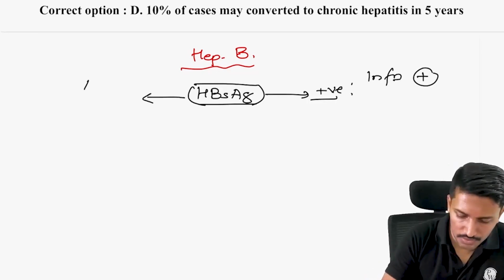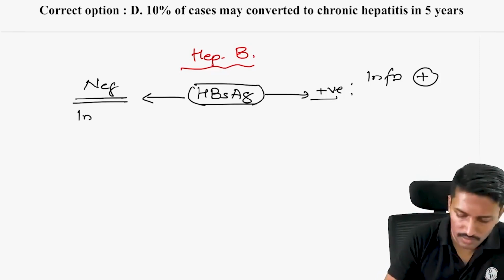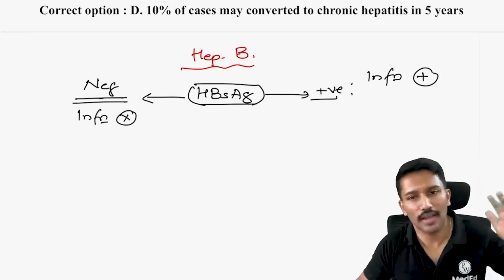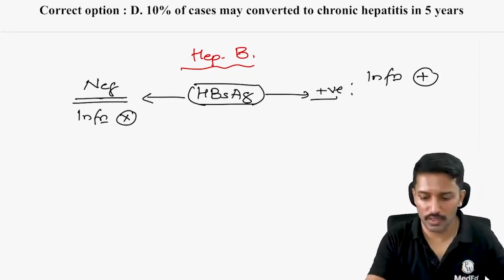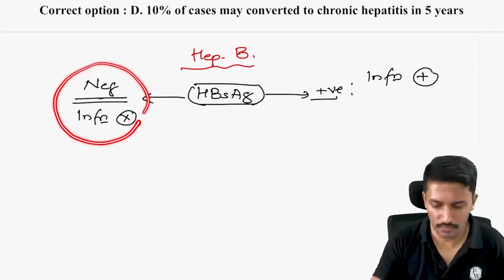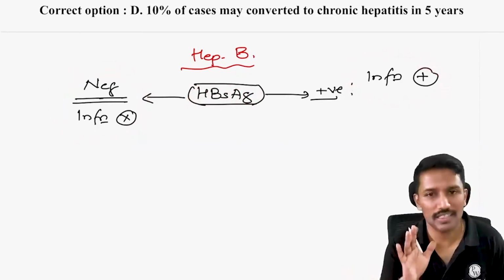If the surface antigen is negative, there is no currently ongoing infection. It does not mean that the patient did not have a past infection. The patient might have had a past infection, but he has recovered from it. In that case, HBsAg will be negative. In any question where HBsAg is positive, that means there is an infection which is present.